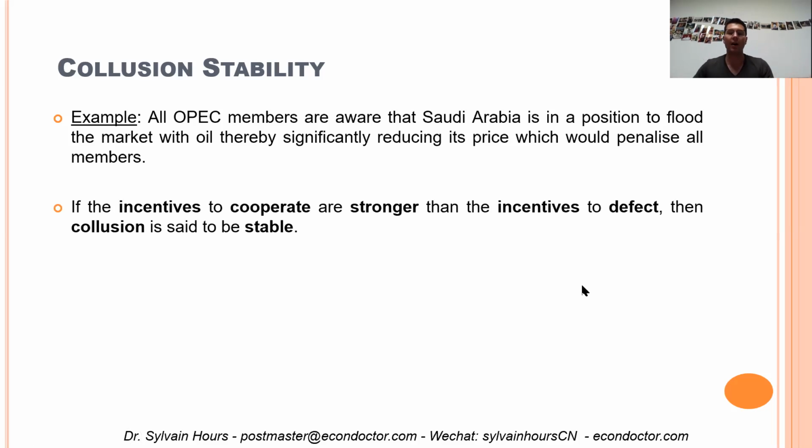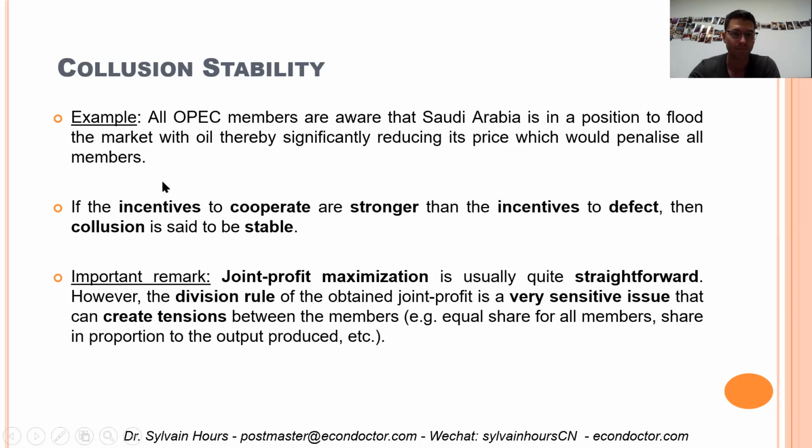And in which case are we going to say that collusion is stable? We will say that collusion is stable if the incentives to cooperate, not to cheat, are stronger than the incentive to defect. In this case, we have stability. Simple. This is not so important. Okay, we can leave this aside.